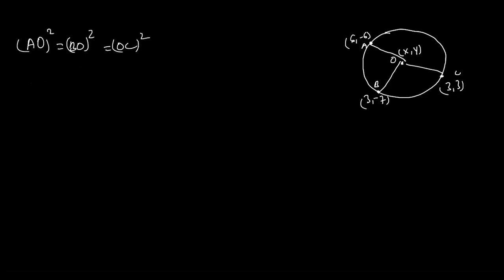So there is no need to write the things under the root. You can write here x minus 6 whole square plus y minus of minus 6, which gives plus, so y plus 6 whole square, and that will be equivalent to x minus 3 whole square plus y minus of minus 7, sorry, y plus 7 whole square. This is the first equation that we are going to get.